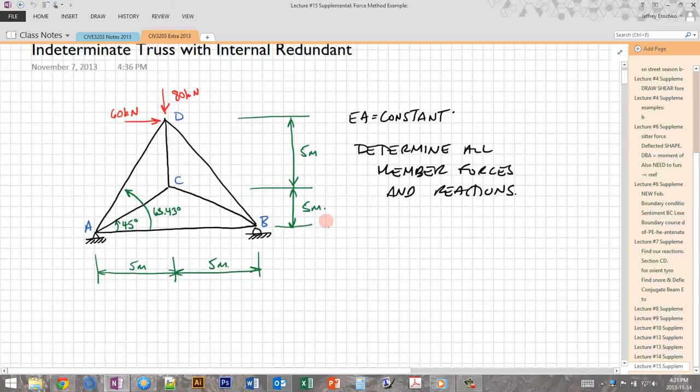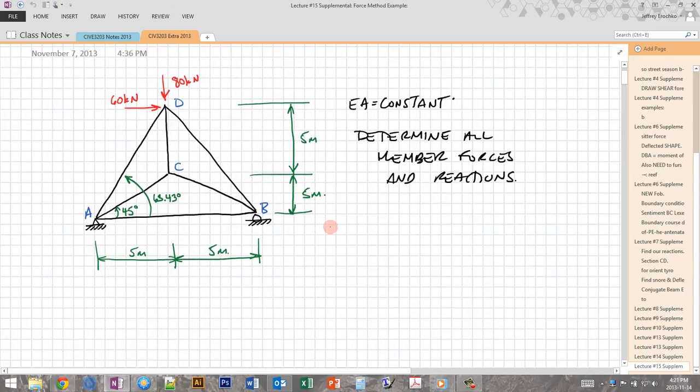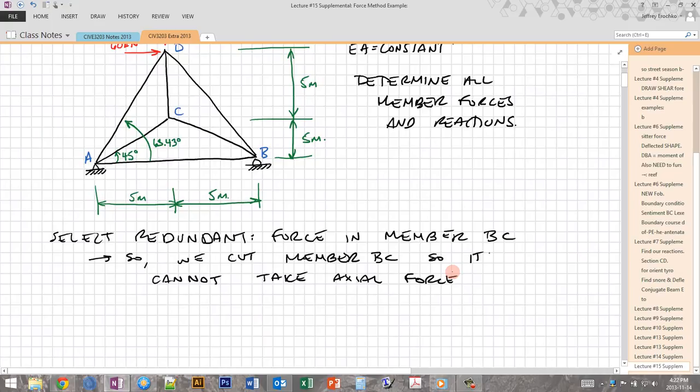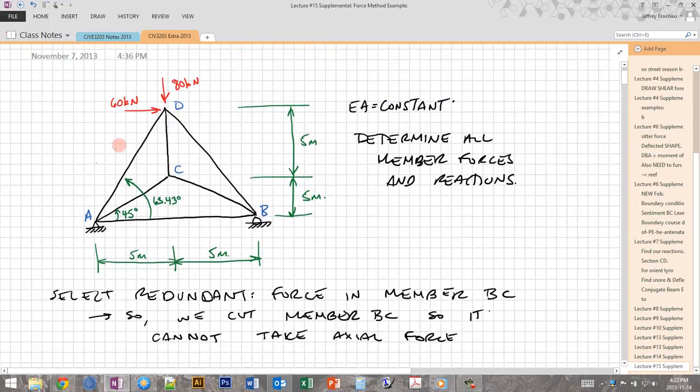So the first thing that we're going to do is to select an appropriate redundant. And so we can choose any of these members that we wish as long as the resulting structure is stable and determinate. But I'm going to select member BC here. So what we're going to do is we're going to cut member BC such that it can't take any axial force. We're not going to remove it altogether because when we reapply that redundant, we want to be able to take into account the deformations of the rest of member BC on either side of the cut.